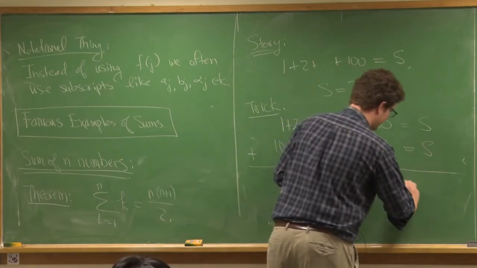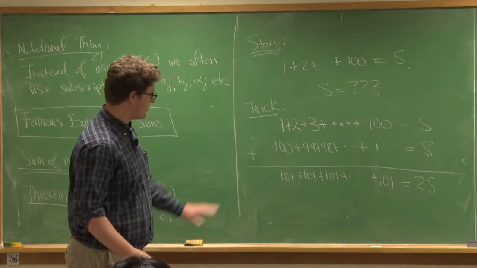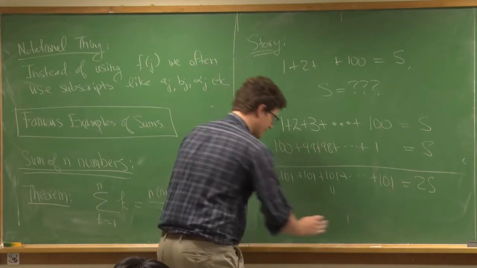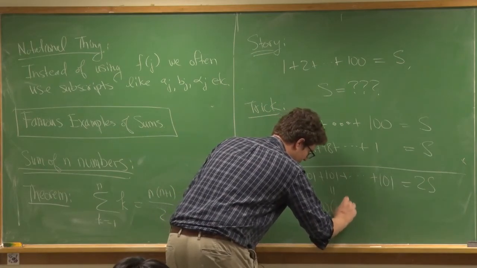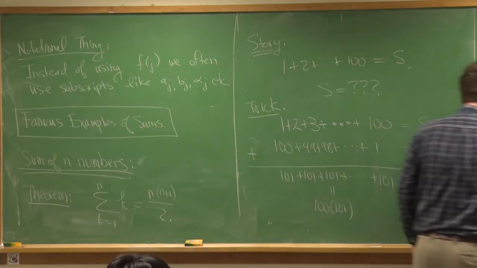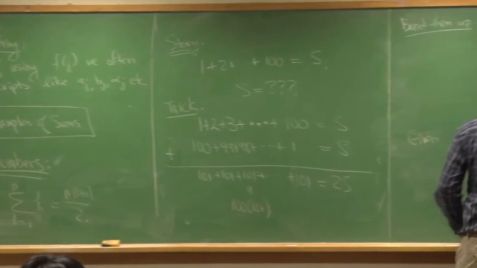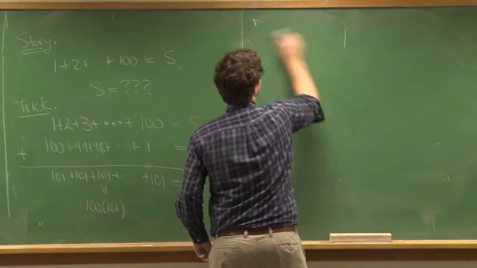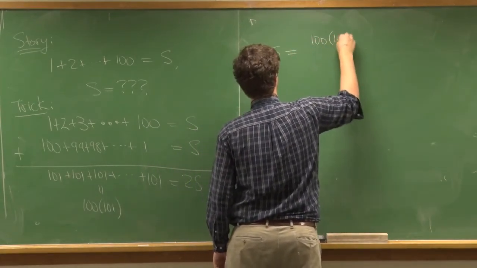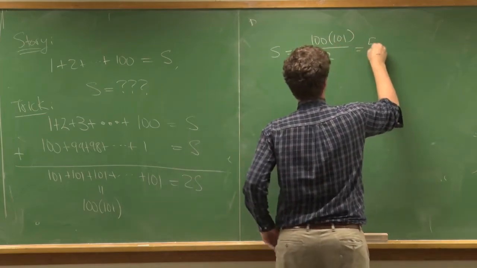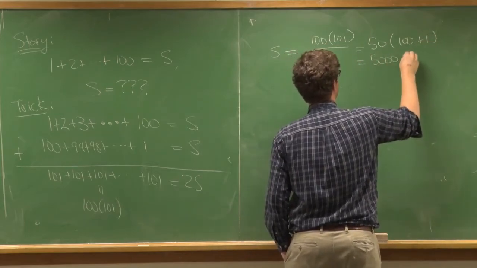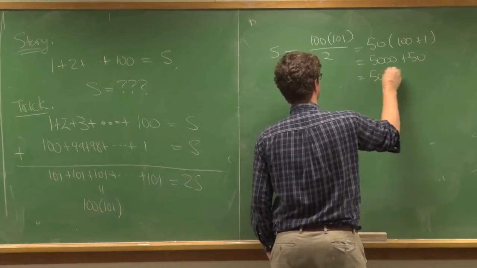And this thing is 2 times S, all right? So this number here is actually, well, there's 100 numbers, and they're all 101. So this is 100 times 101. Okay? So what does this tell us? So this tells us that S is 100 times 101 divided by 2. So this is just 50 times 100 plus 1, which is 5,000 plus 50, which is 5,050.